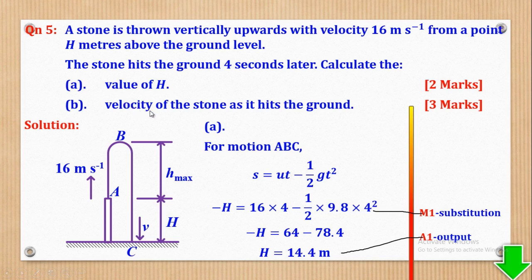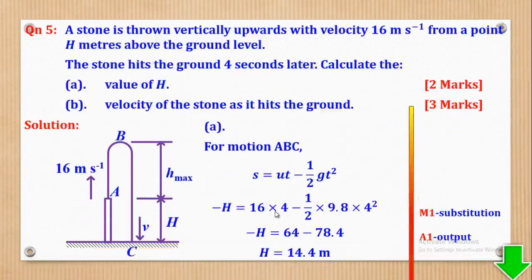Now we shall go to part B, where they want the velocity of the stone as it hits the ground. Before you answer such a question, you have to remember that velocity is a vector quantity. So for part B, we shall say that for motion AB, using the third equation of motion, from A up to B, initial velocity is this, but final velocity here is 0, and the displacement is h max.